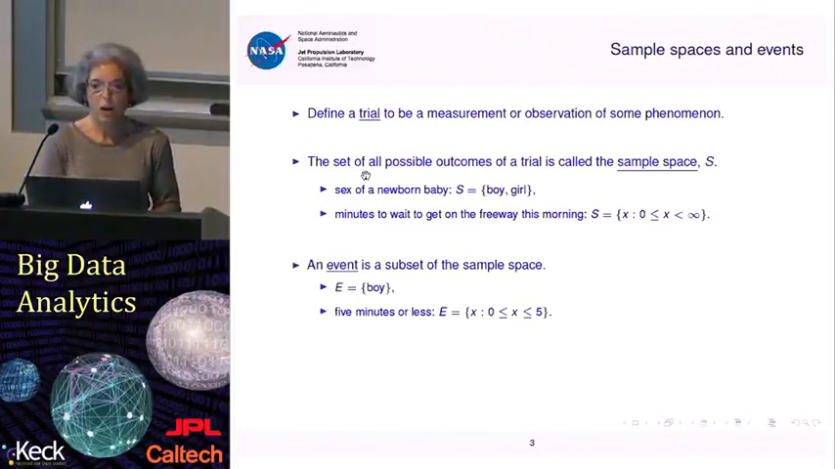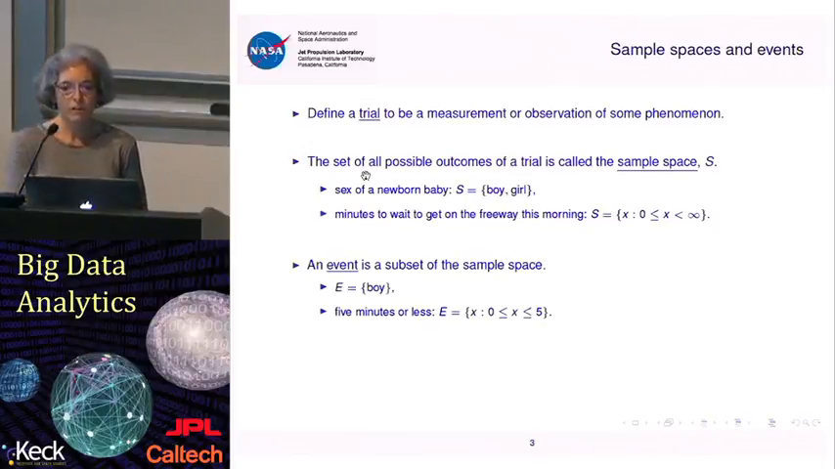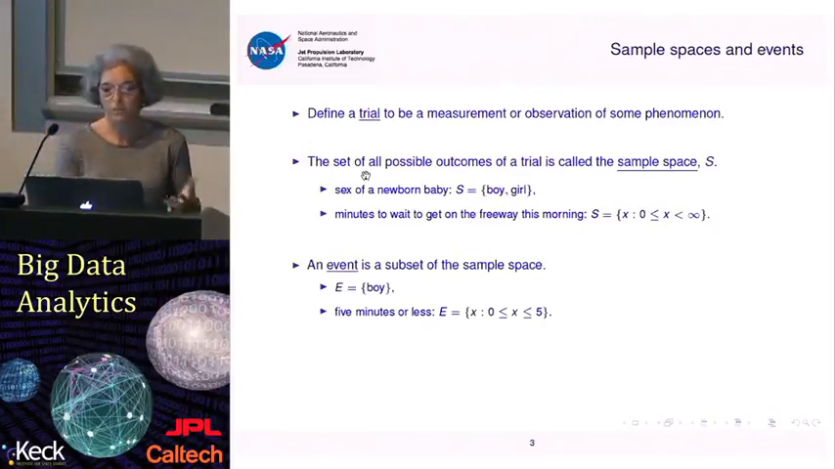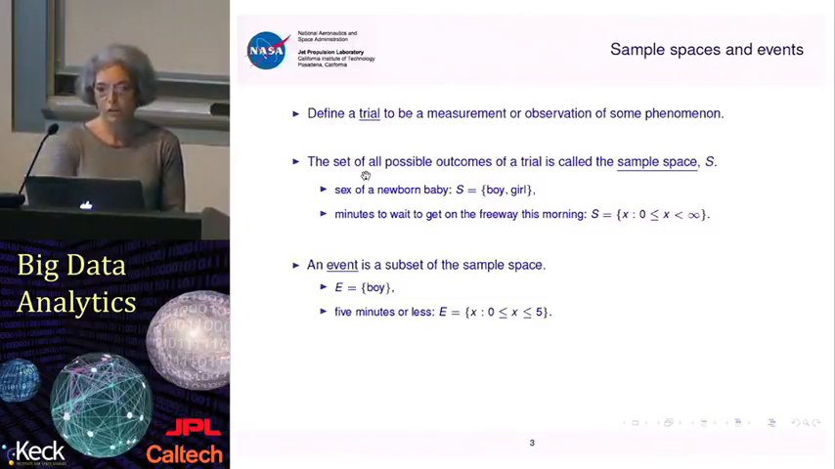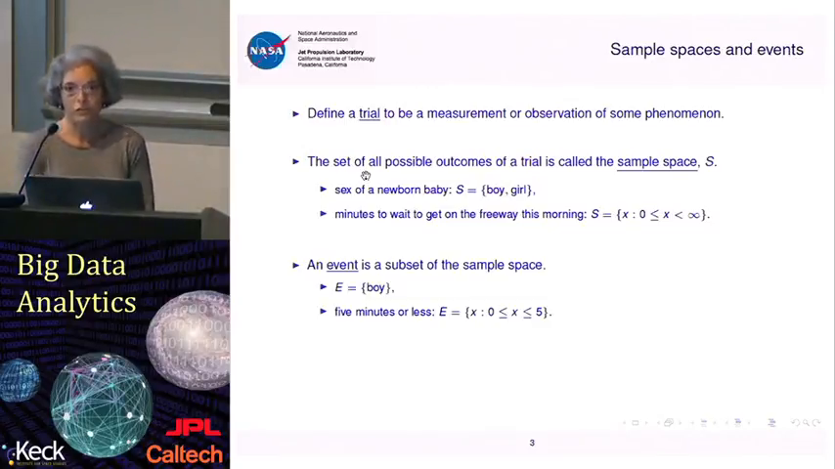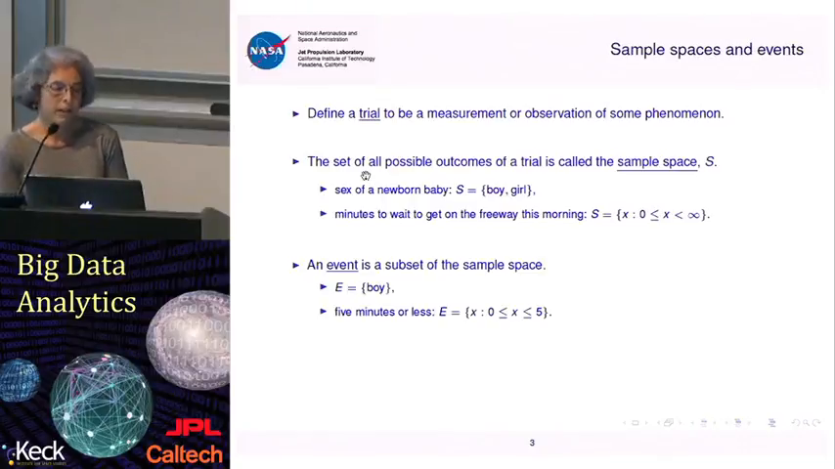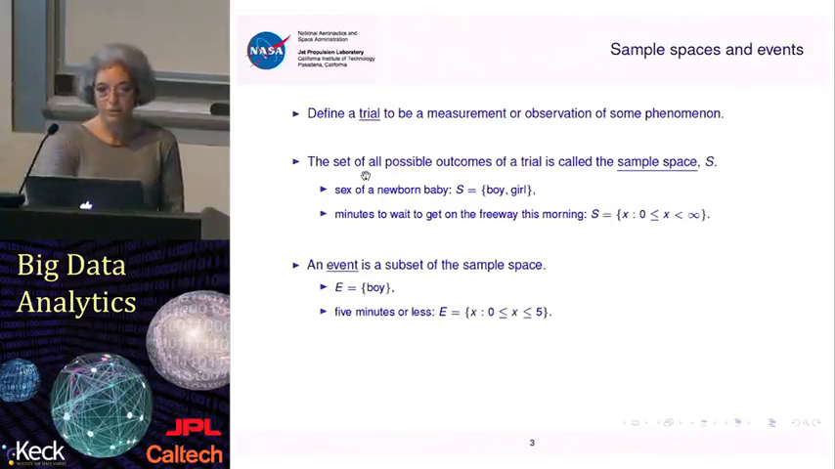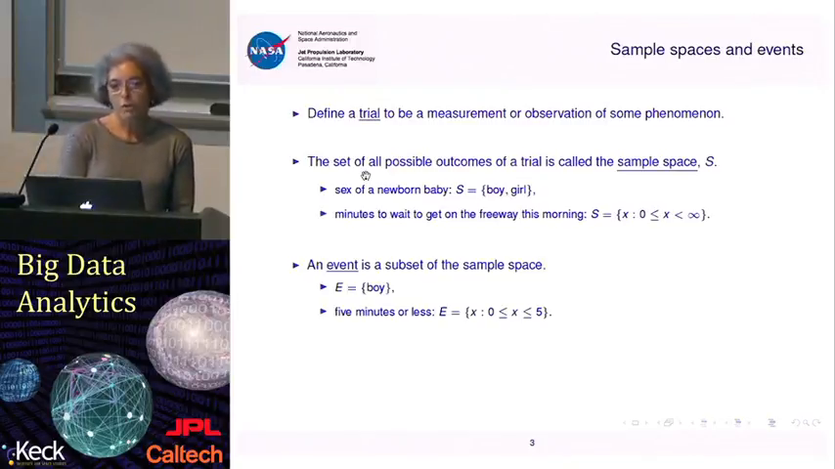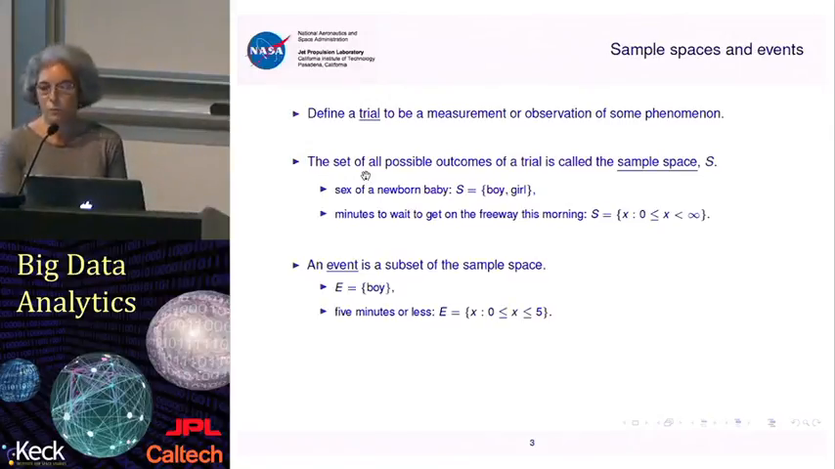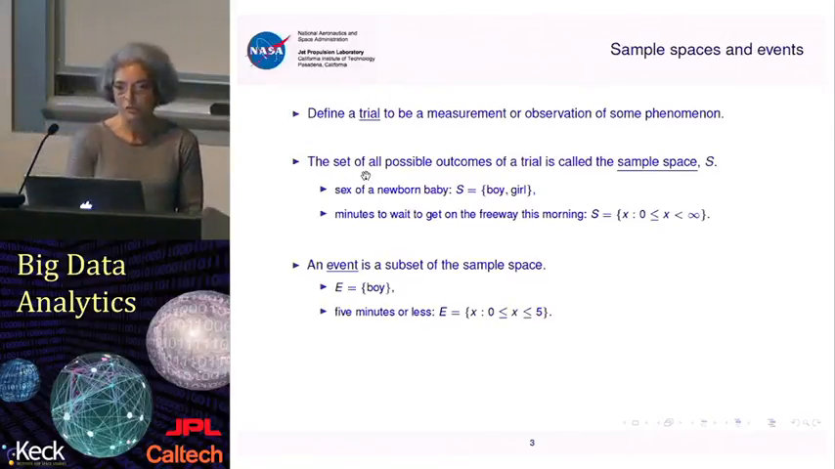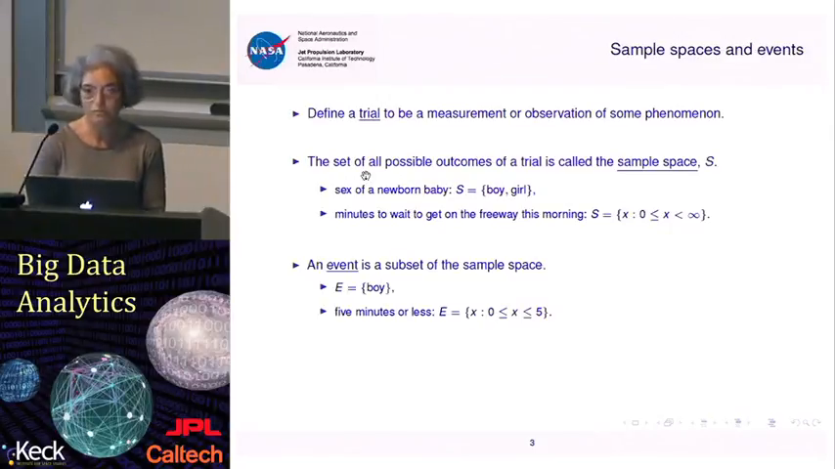Let's define a trial to be a measurement or observation of some outcome of some phenomenon. The set of all possible outcomes of a trial is called the sample space, and it's traditionally denoted by a capital S. Examples are the possible sexes of a newborn baby, that would be a boy or a girl, or the number of minutes I have to wait to get on the freeway to go to work this morning, and that would be a number between 0 and infinity, tending toward infinity if you live here in Southern California.